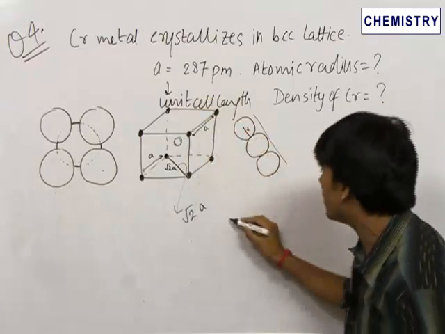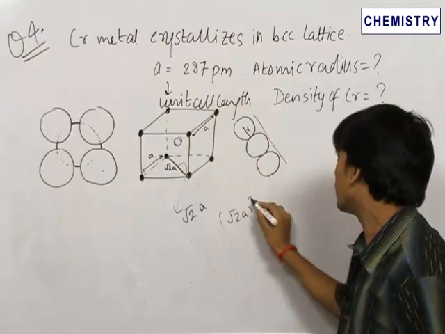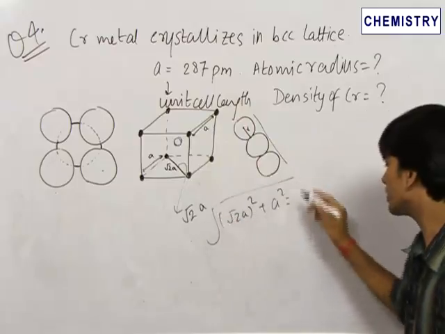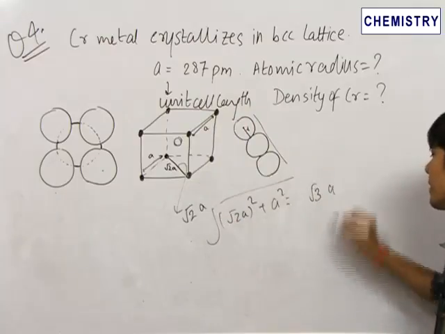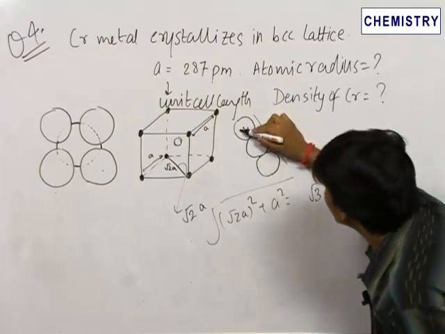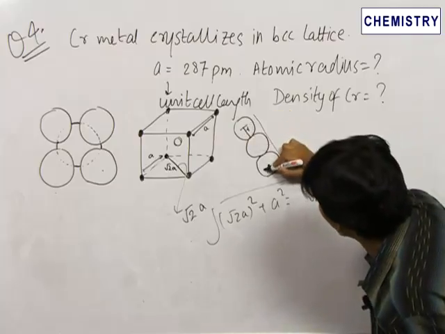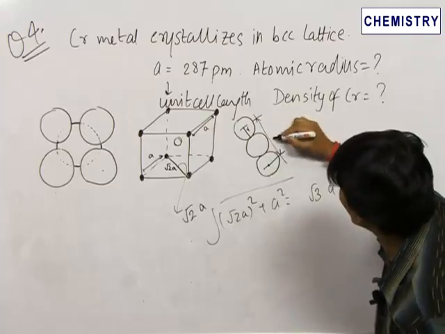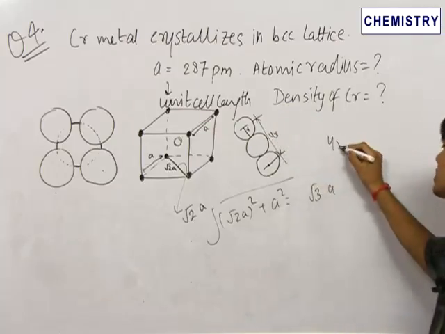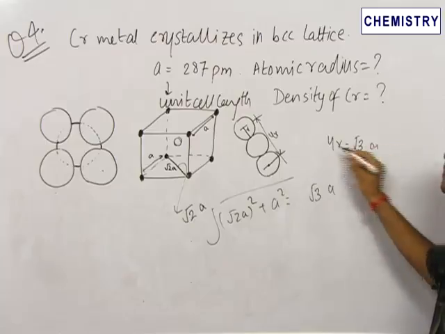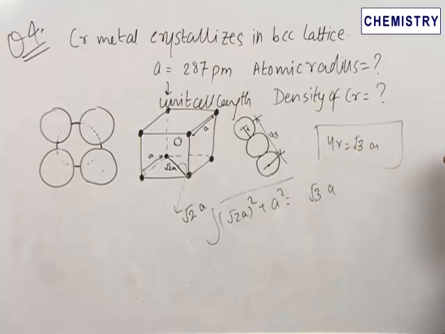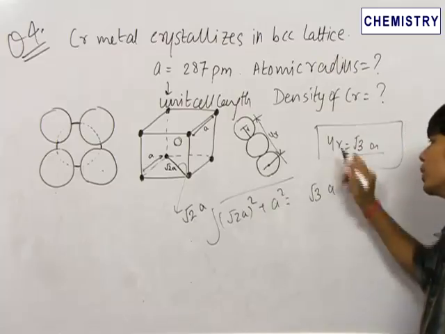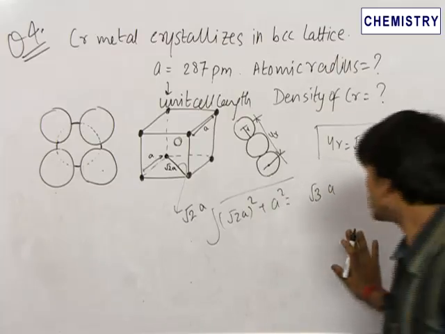Therefore, the length of the diagonal will be equal to the root of (root 2 A) whole square plus A square, that is equal to root 3 times A. So the length of the diagonal is root 3 A, and that is equal to 4R. Therefore, 4R is equal to root 3 A. You need not derive this every time; just remember this formula that for a body-centered cubic lattice, root 3 A is equal to 4R.